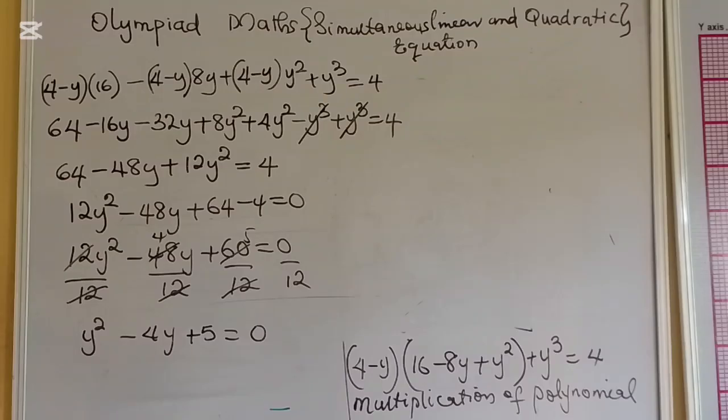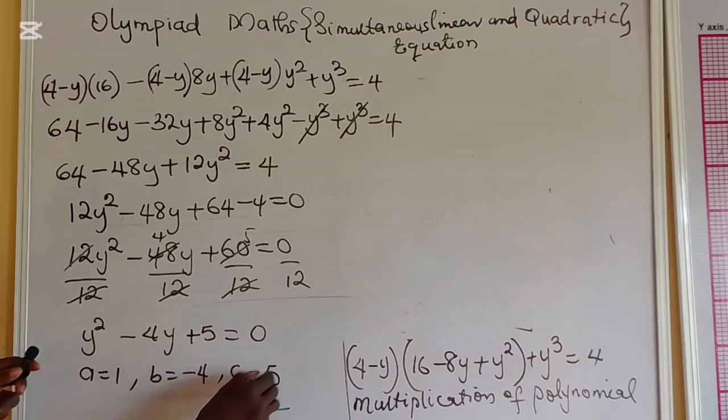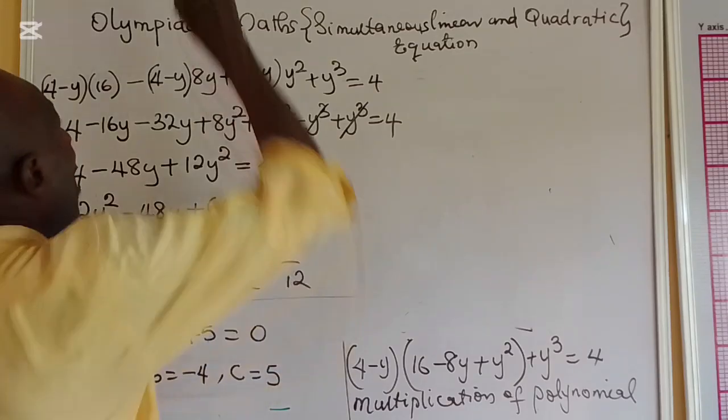So now I want to use the formula method to solve. Now the coefficient of a here is 1, because here is 1 mathematically. B here is minus 4, the coefficient is minus 4, and C is 5. So I want to use this formula.